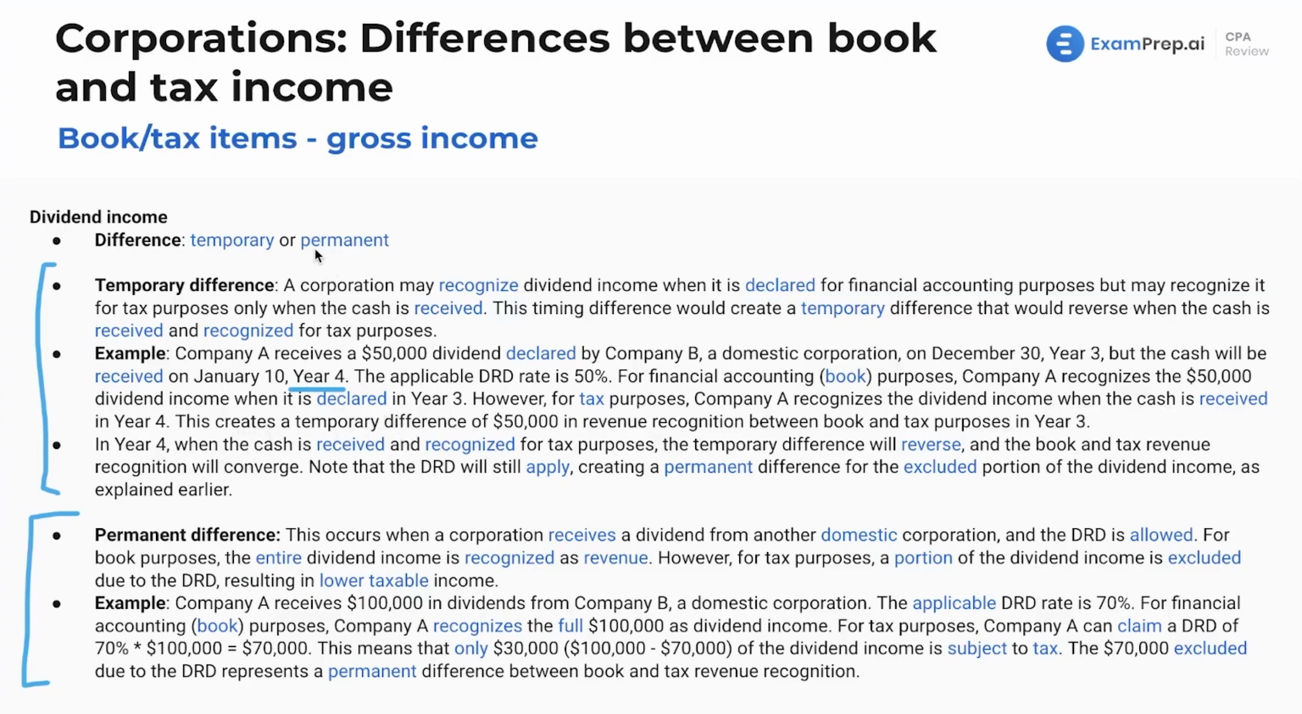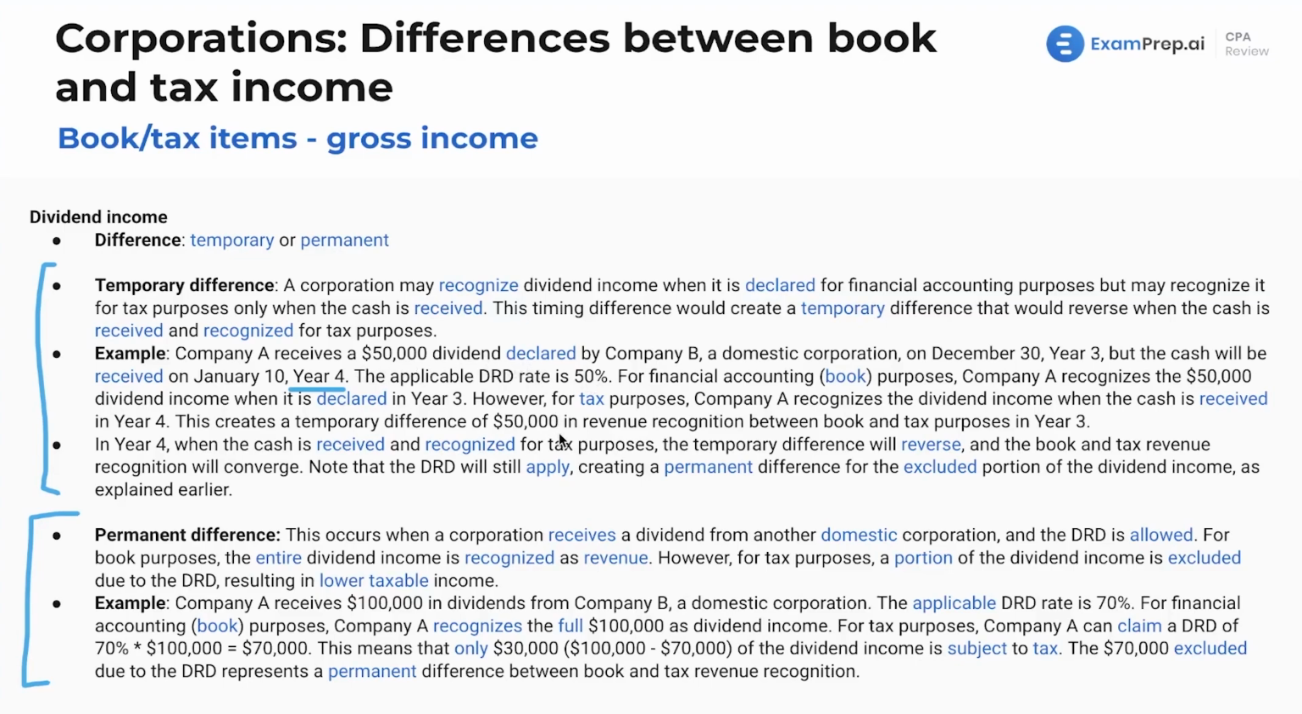And within the same dividend, we can have a temporary and permanent difference, right? Because in this case, there's also a permanent difference because of the DRD. But the eventual money we will receive, let's say of this $50,000, the DRD rate is 50%, right? So it's a $50,000 dividend, 50%, that's $25,000. That will be a temporary difference. But the other $25,000 that you're not going to have to report for tax purposes because we have a 50% DRD rate, that's a permanent difference. So we have 25 of temporary, 25 of permanent.